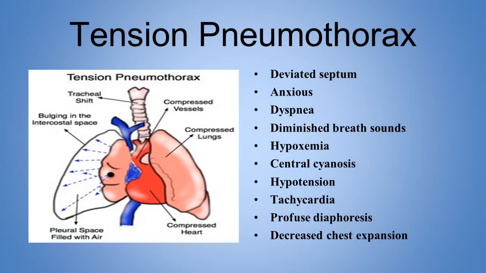Now let's move on to our T's. Tension pneumothorax. You may see a deviated septum, anxiousness, dyspnea, diminished breath sounds, hypoxemia, central cyanosis, hypotension, tachycardia, profuse diaphoresis, and decreased chest expansion.